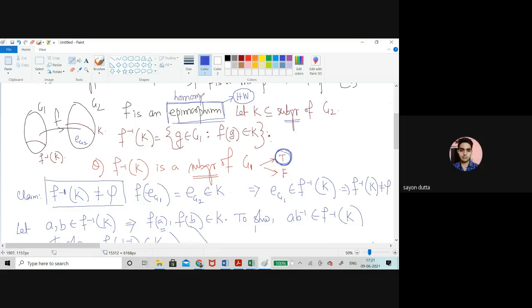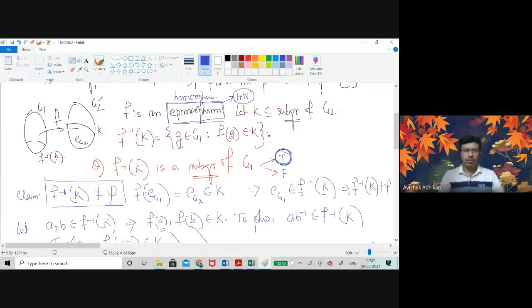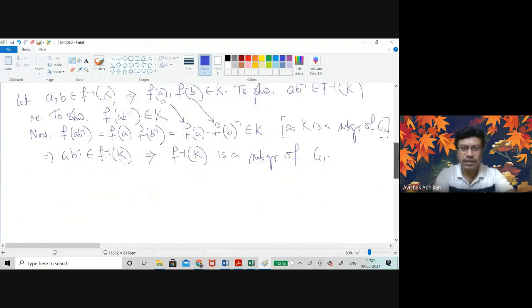Sir, if it is not an epimorphism, then G2 may not be a group. G2 is always a group. I have given that G1 and G2 are two groups. Okay, so you need to check it. Now let us come to another question.